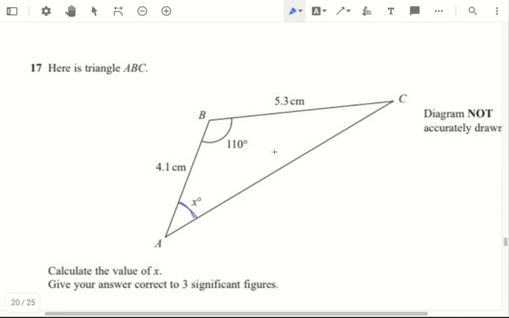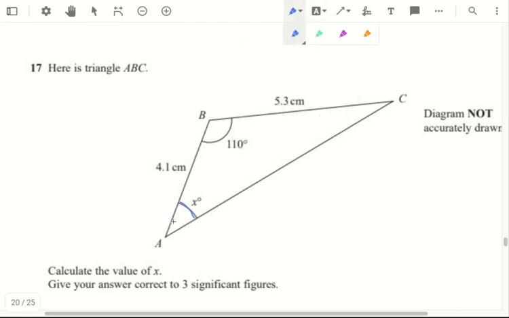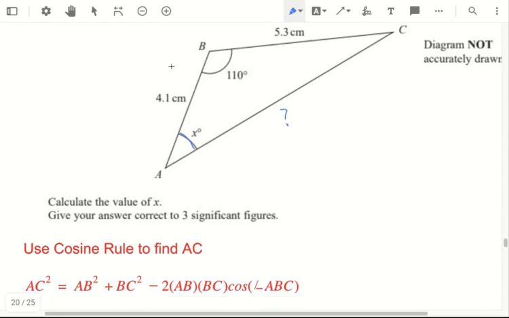So immediately you should see that we sort of need to use something like sine rule or cosine rule, right? We can't use sine rule because we only have one angle here. We don't have two angles, and remember for sine rule we need two angles. So what we're left with is cosine rule. We see that we have AC here that we don't know, so we can use cosine rule.